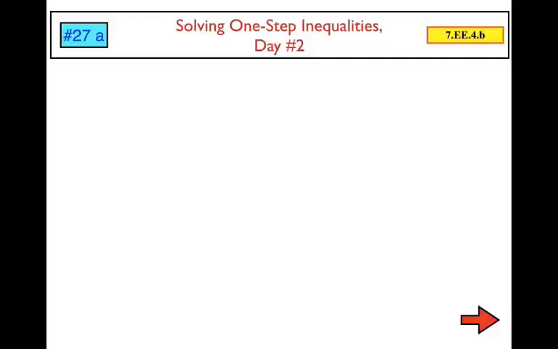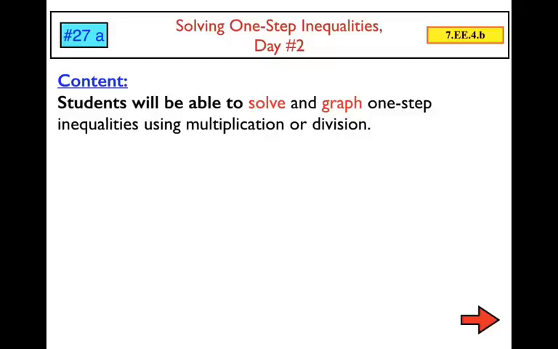Today, flipped lesson number 27A, solving one-step inequalities, day number 2. Yesterday, we learned how to solve one-step inequalities where we had to add or subtract the same number to both sides. In other words, we use the addition property of inequalities or the subtraction property of inequalities. Today, we deal with the other type of one-step problems, the inequalities where we may have to multiply or divide the same number on both sides of the inequality.